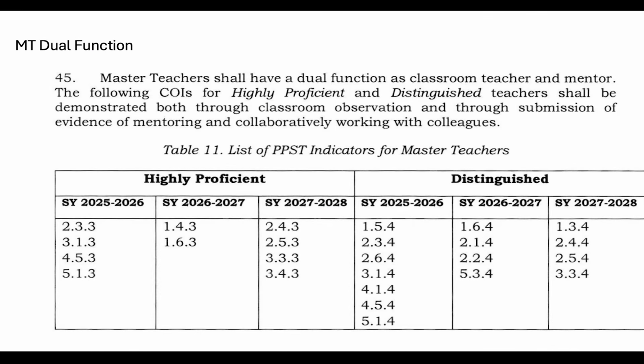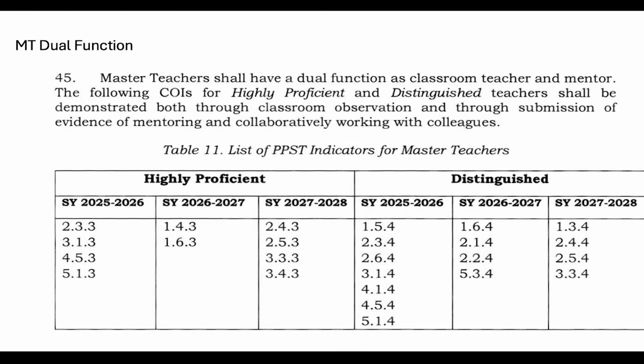As master teachers, under paragraph 45, you shall have a dual function as classroom teacher and mentor. Following the classroom observation indicators for highly proficient and distinguished teachers, you shall demonstrate both through classroom observation and through submission of evidence of mentoring and collaboratively working with colleagues. Basically there is a difference between highly proficient and distinguished master teachers, but just to share, the master teachers have indicators that reflect their dual function.